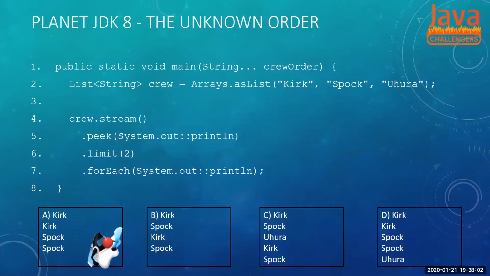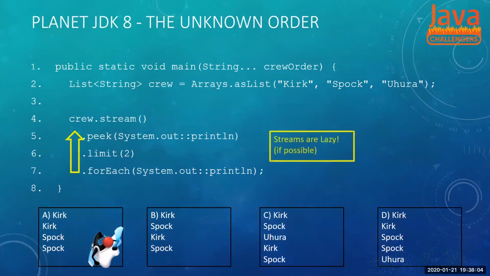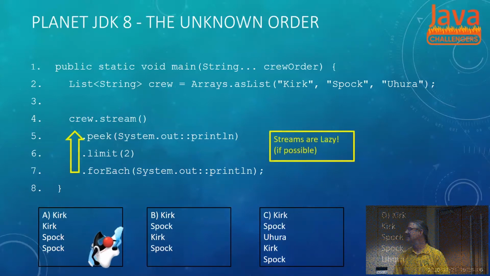Flying through there pretty fast, Duke. Okay. Kirk, Spock, Spock. Streams are lazy. So, somebody explain this. Why is Spock twice? You're peeking, you're limiting, and you're forEaching. And the stream is Kirk, Spock, so you're going to limit it to 2 on the forEach. So that would give her Uhura, right?